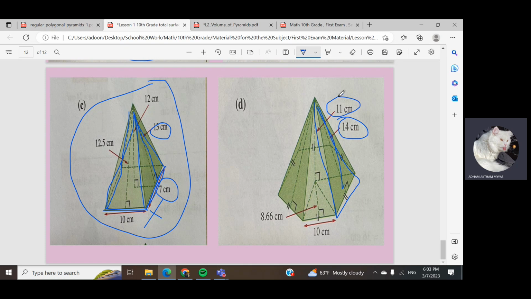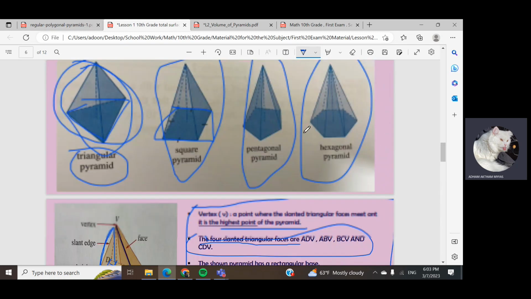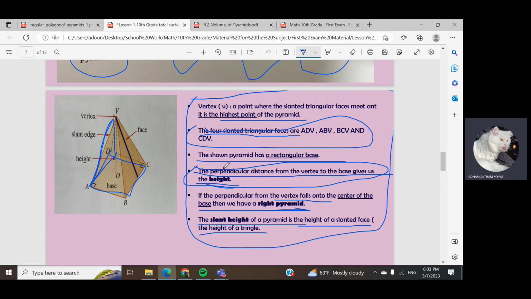So what about this height? This is the height from the center of the base area to the top of the vertex. And we say this is the height of the pyramid, and it's a very important thing to know. The perpendicular distance from the vertex to the base gives us the height. Okay, so this is the first lesson, as we know.